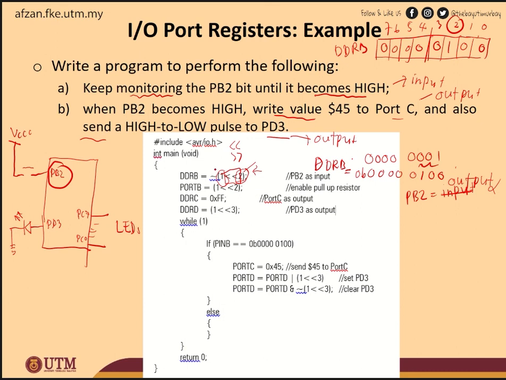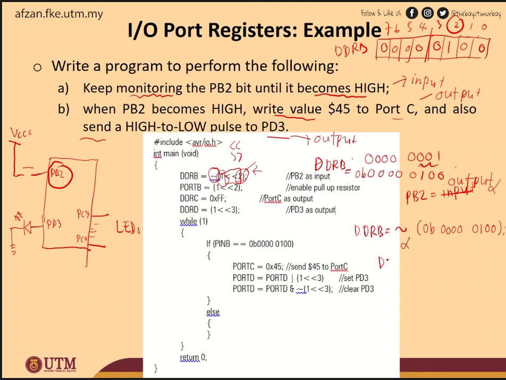So that's why we use this symbol here, the tilde. So you put DDRB equal to tilde 0B00000100. This is the hard way to do things. Why not use the simple way? Don't use this kind of hardest way to initialize your DDRB. So no need to do this.